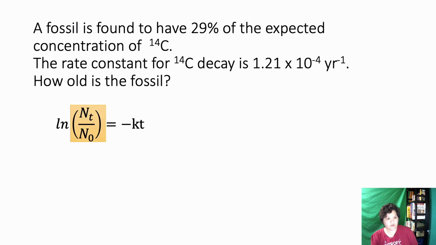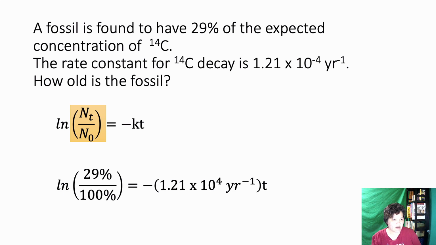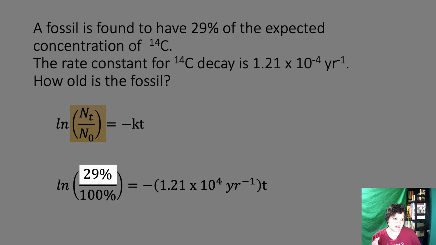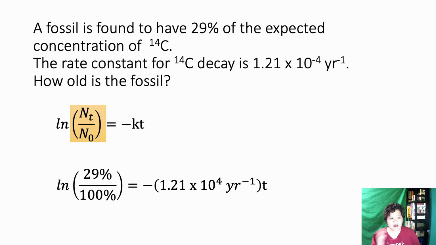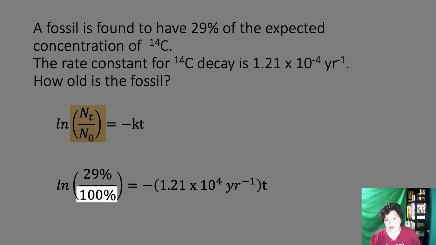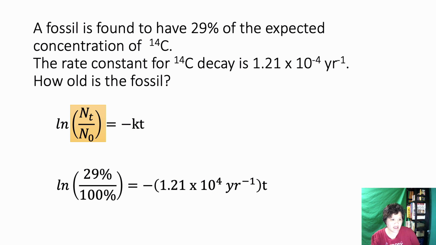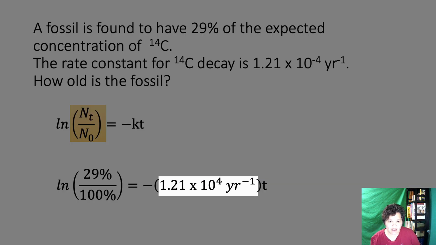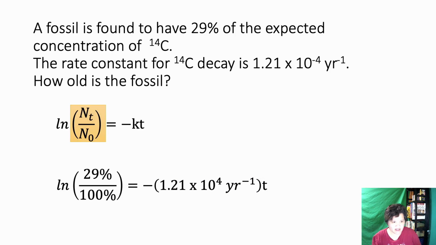So now what we're going to do is use this equation that has the ratio. Basically that ratio is going to be, what's the number right now? It's 29% of whatever we started with. At time 0, it used to be 100%. That's before a whole bunch of it decayed away, right? And then that equals minus K, so there's our rate constant that we're plugging in, times the time.